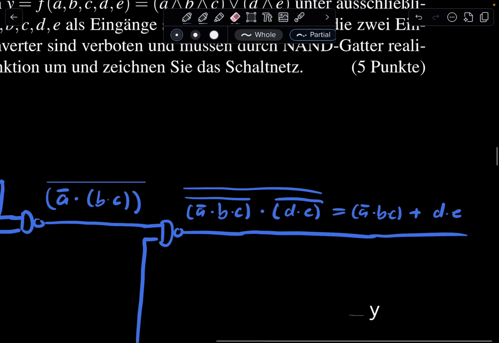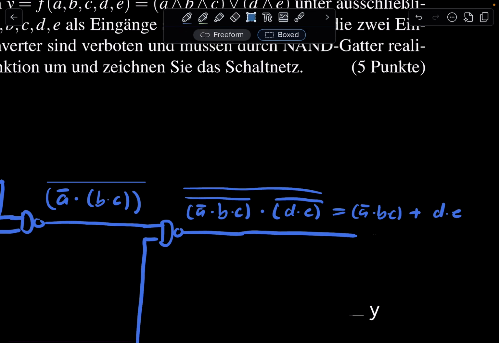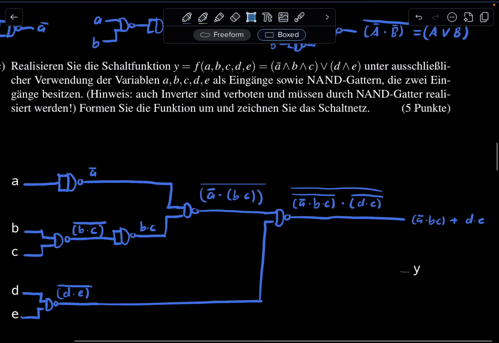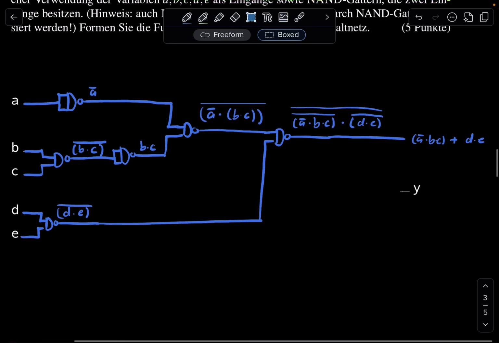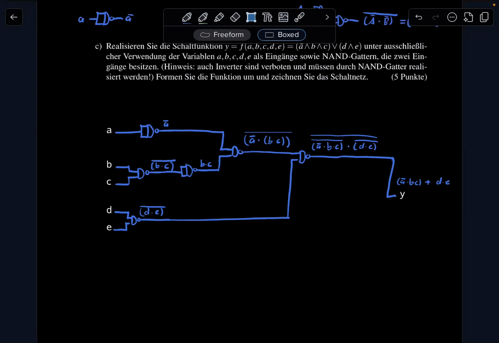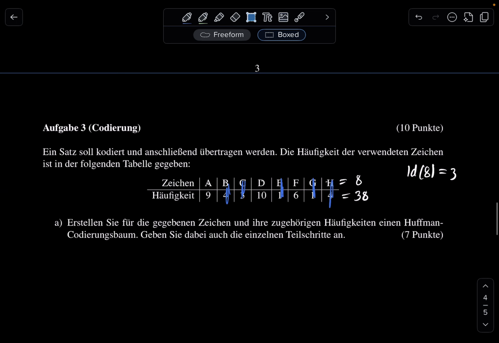So we can do this in partial. And we can just replace this over here. And as you can see, we are pretty much done. We're done with our exercise here. This is Y, basically. Just like that. Okay. Codierung, let me just erase all of this.